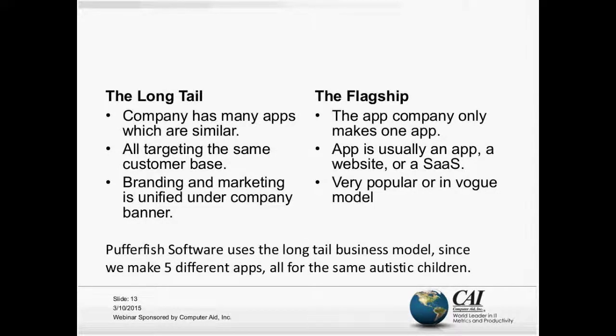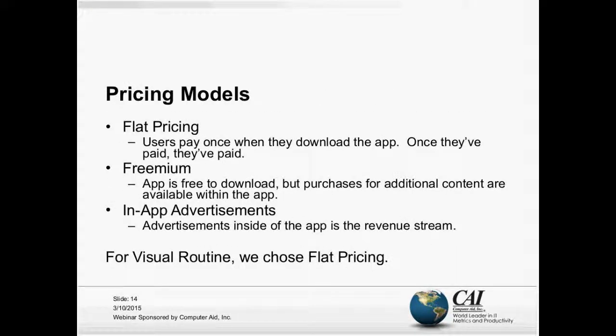Just like there are those two business models, there are 3 pricing models for an app that should be informed by the business model choice you're making. That's flat pricing, free, and in-app advertisements. Very simple. You just say, this app is $3.99, and then it's $3.99 on the App Store. Once they've paid for it, they've paid for it forever. Is where the app is free to download, but purchases for more content are available in the app. This is really common with games. Pay $1 to get 20 more lives for thus and such game.